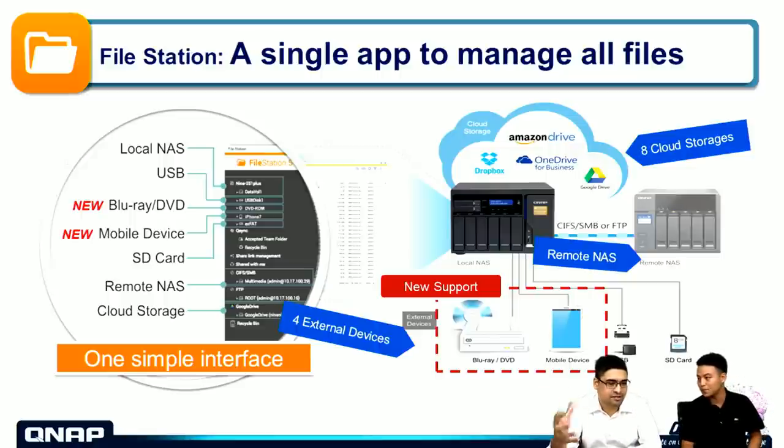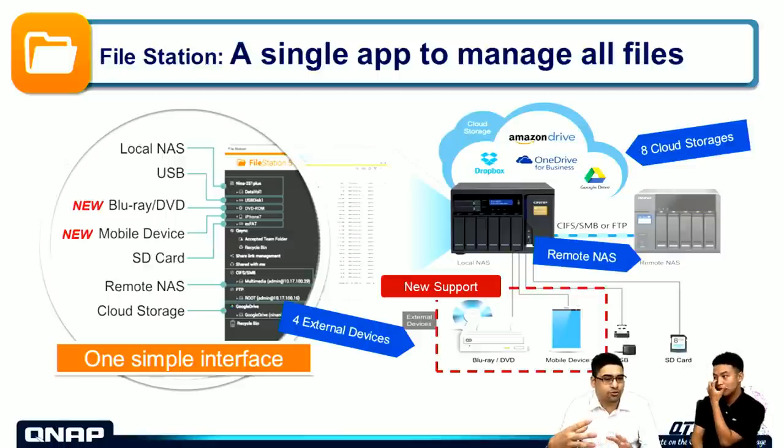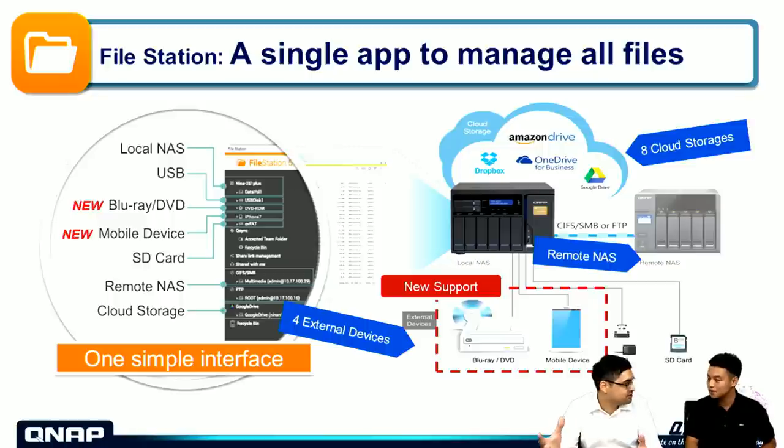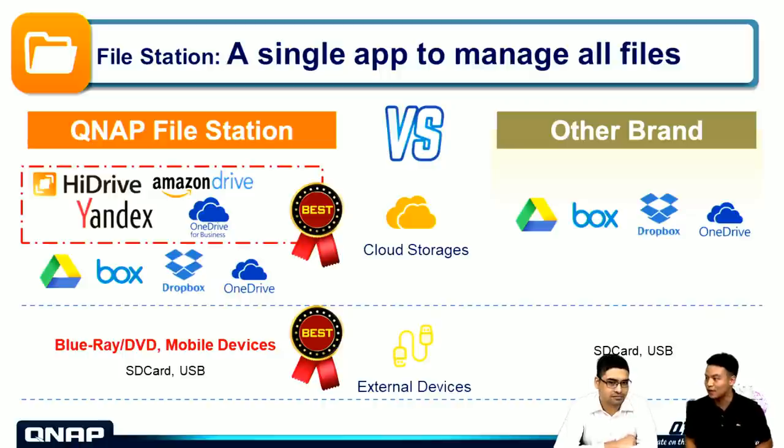So basically, this covers the majority of all kinds of devices and the majority of the cloud services that most people use. Yes. And you can even mount remote NASs. Yes. So basically, you can do all the file operations and manage all your spaces and storages in a single FileStation. Yes, in a single interface. So just to give you an idea of the details, these are the 8 cloud storages on the left side. And on the right side, you can see other brands provide the more common Google Drive, Box, Dropbox, or OneDrive, but we are providing even more. And for the external devices, as we said, we are now providing a DVD Blu-ray reader and mobile devices. And of course, SD card and USB are already there.